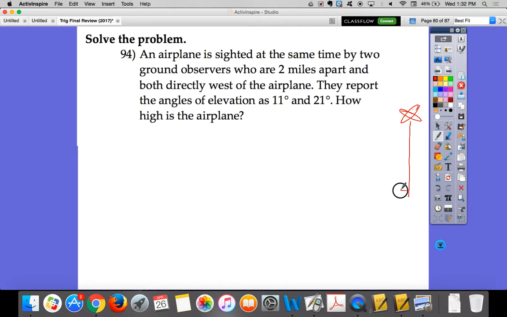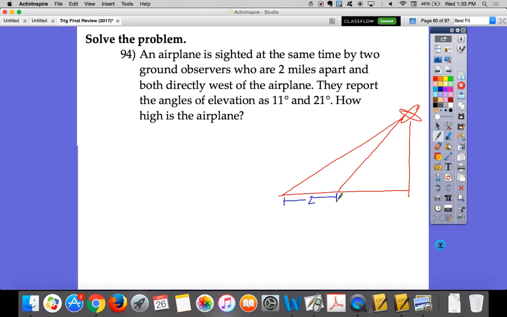And he is spotted by 2 observers. We've got one here, we've got one here. The only thing that we are told is that they're 2 miles apart. So from here to here, 2 miles, and both directly west of the airplane. They report the angles of elevation as 11 and 21.